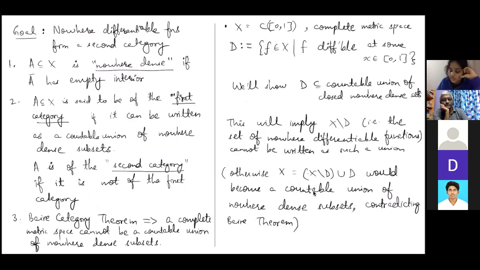So the goal is to prove nowhere differentiable functions cannot be written as a countable union of nowhere dense sets. And the space we are looking at is continuous functions on [0, 1]. So we reduce that to showing that the complement of this, which is the set D of functions which are differentiable at some point, is contained in a countable union of closed nowhere dense sets.